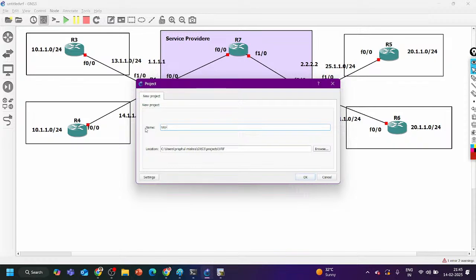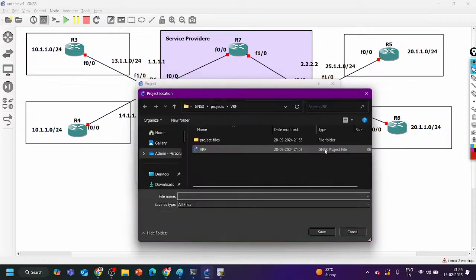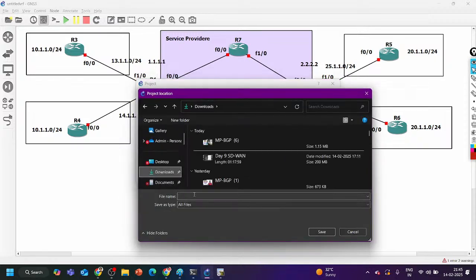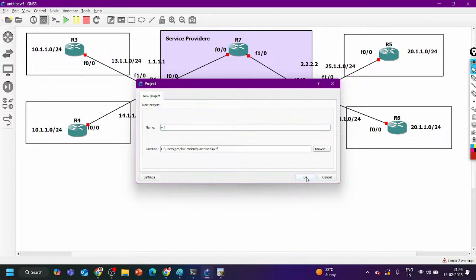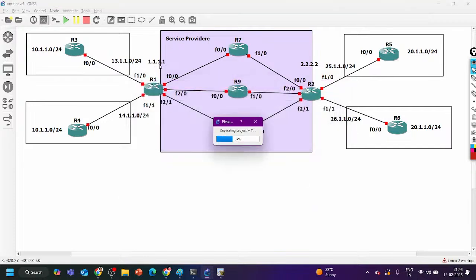So within this service provider, you have mentioned we have to configure an IGP, right, sir? Correct. To make reachability between all the routers. Then first we'll configure any IGP protocol, OSPF, to make reachability between 1.1.1.1 and 2.2.2.2.